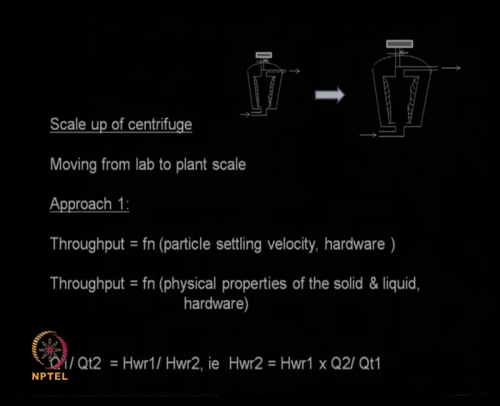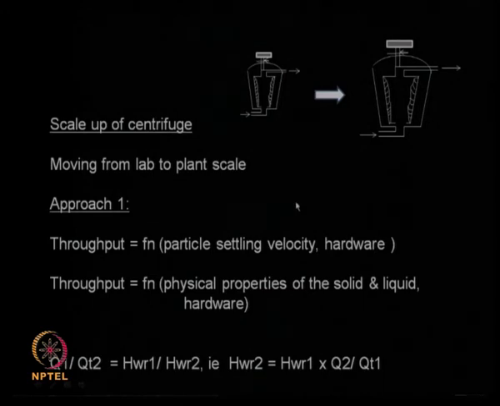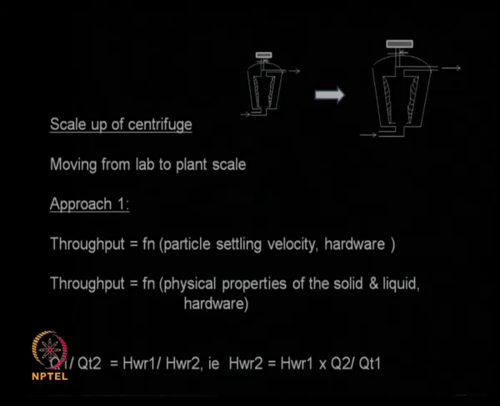So, there are two different approaches by which we can scale up centrifuges. Let us look at approach 1. I introduced some equations relating to centrifuge long time back, where I said the throughput, that means the quantity of slurry that is flowing through, liters per minute or meter cube per hour, whatever it is, is a function of the particle settling velocity and the hardware parameters. That means it is a multiplication of terminal settling velocity and hardware.